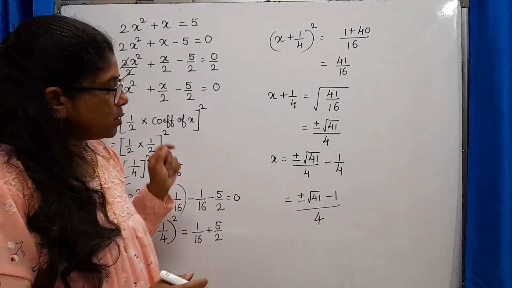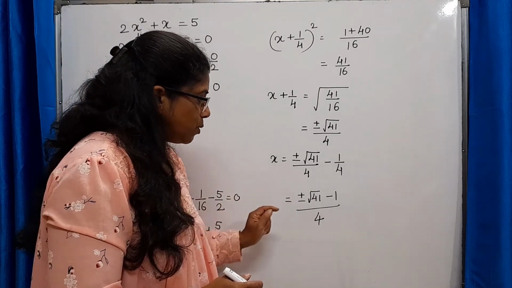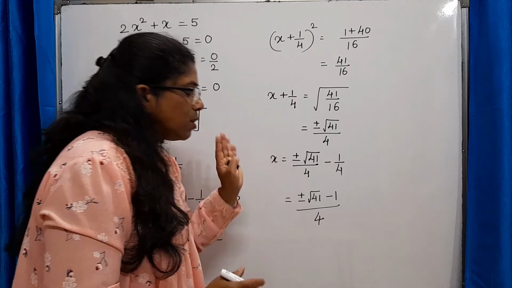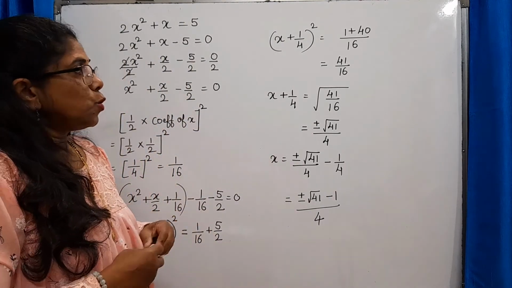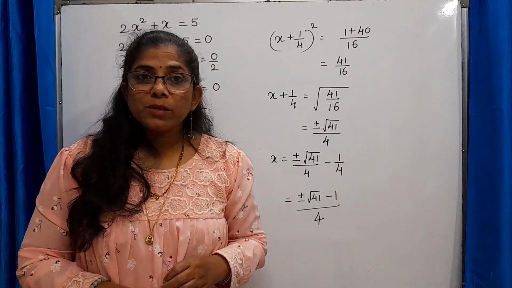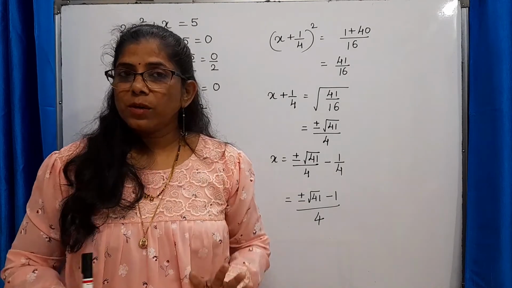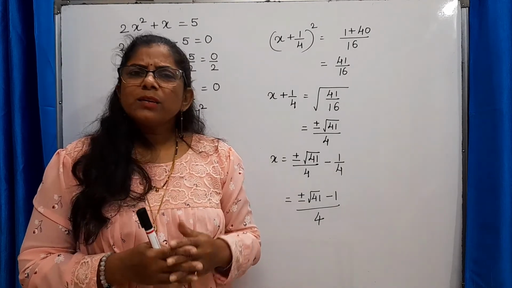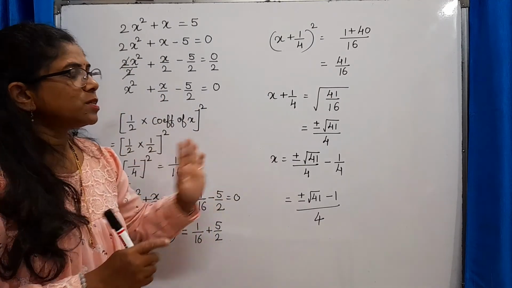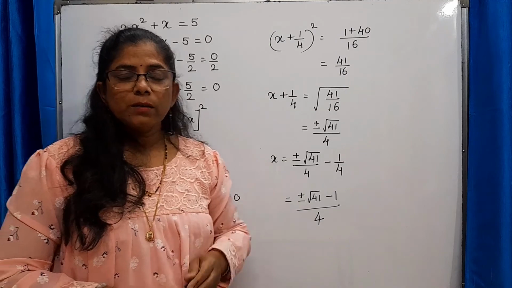Means one root is plus root 41 minus 1 upon 4 and the other root is minus root 41 minus 1 upon 4. So this is how we use this completing the square method to find the roots of the quadratic equation. So I think 2 examples are enough to explain this method. Hope this is quite clear.